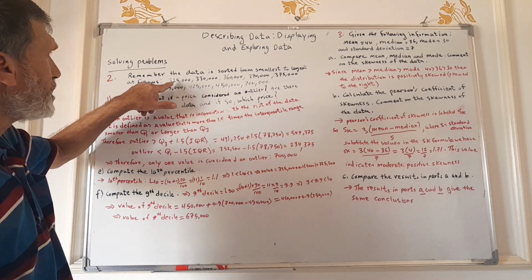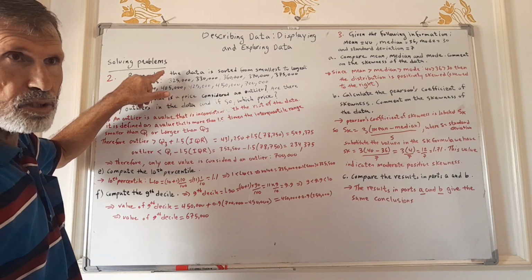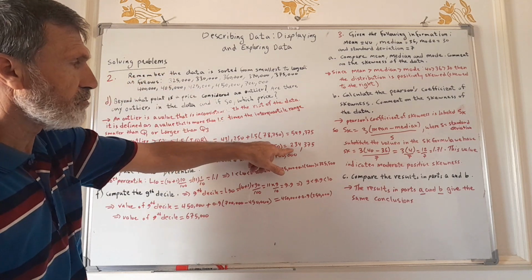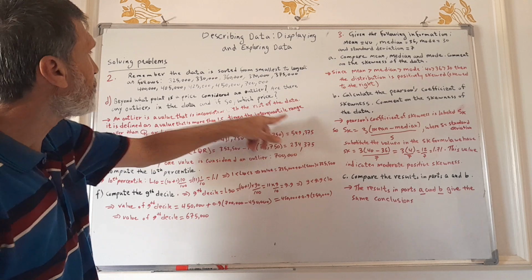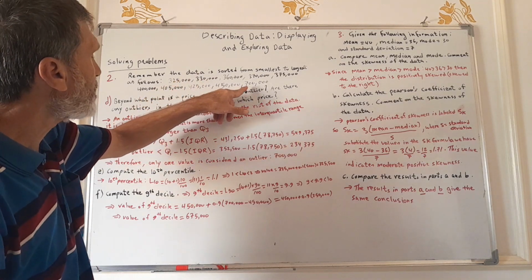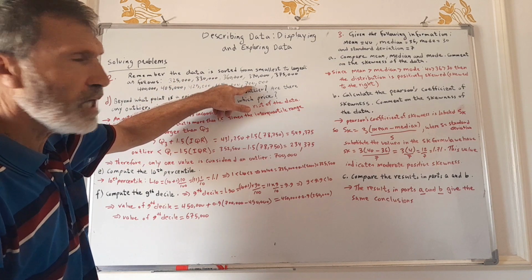The lowest value is 325,000, so we don't have a value less than 234,000. Now, do we have a value greater than 549,375? Look at the maximum here. Yes, indeed, we have 700,000.